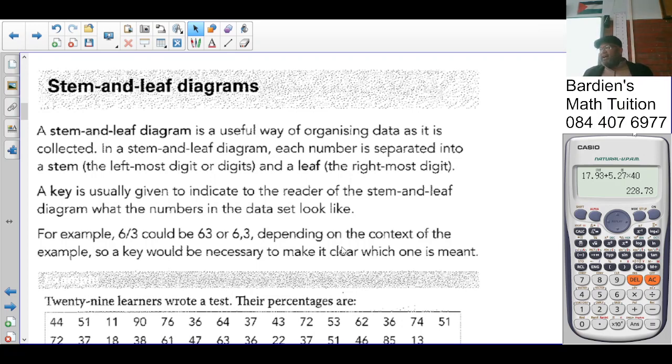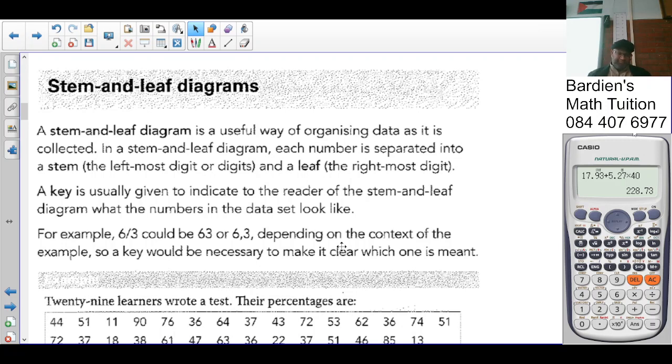So if you're looking at number 15, then the left is going to be the 1 and the 5 is going to be on the right. The stem being 1 and the leaf being the 5. A key is usually given to indicate to the reader of the stem and leaf diagram what the number in the data set looks like. For example, 6|3 could be 63 or 6,3 depending on the context of the example. So a key would be necessary to make it clear which one is meant.